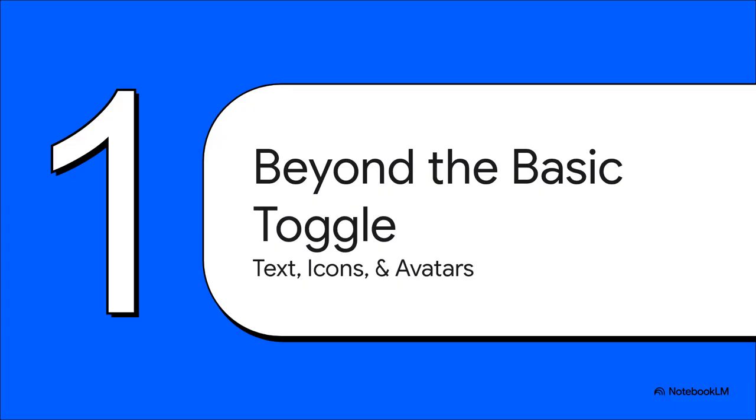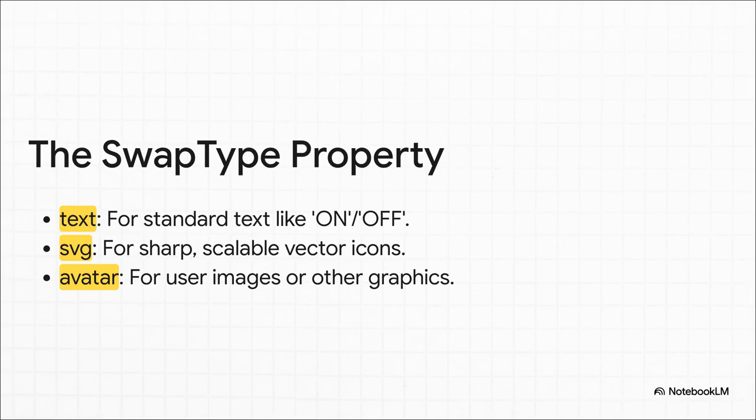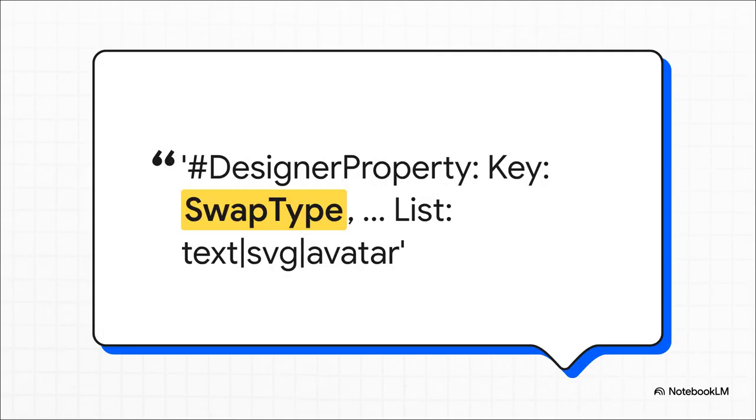You know, the real magic here is all about the types of content it can handle. This isn't just about flipping a true or false value in your code. It's about visually swapping out the entire look of that state. And you get to pick what kind of content you want using the swap type property. Right out of the box, it supports text, SVG for those crisp vector icons, or even avatar for user images. That's some serious flexibility. And the best part? Check this out. It's a designer property. That means you can set this up directly in the B4X Visual Designer with a simple drop-down menu. You don't even have to write a line of code for the basic setup.